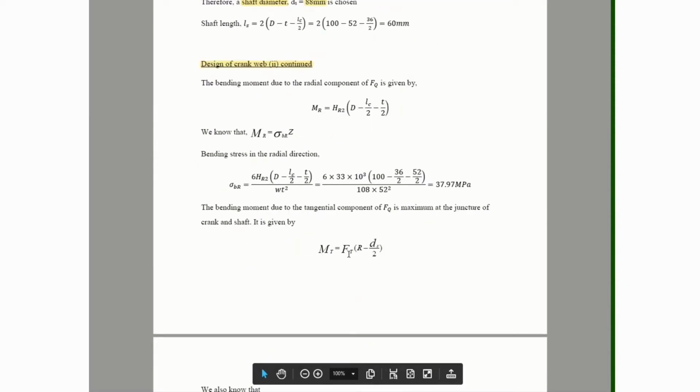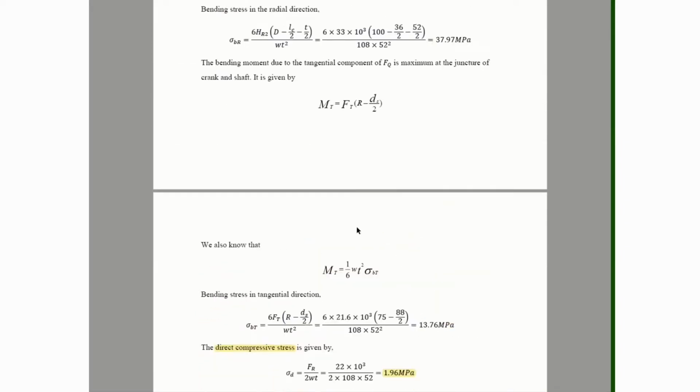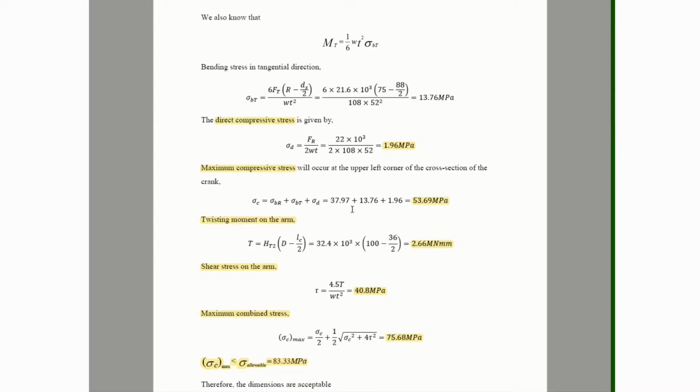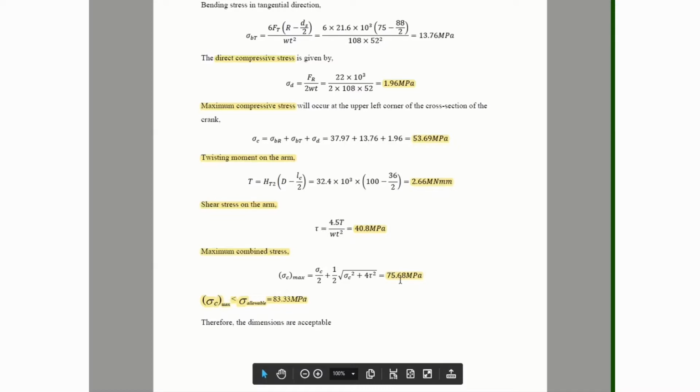Last but not least, the design of the crank web. By using the direct compressive stress, we can find the maximum compressive stress, and by using the twisting moment of the arm, we can find the shear stress of the arm. Using these two answers, we can find the maximum combined stress, which is 75.68 megapascal. This answer is less than the allowable stress, which is 83.33 megapascal. Therefore, the dimensions are acceptable.